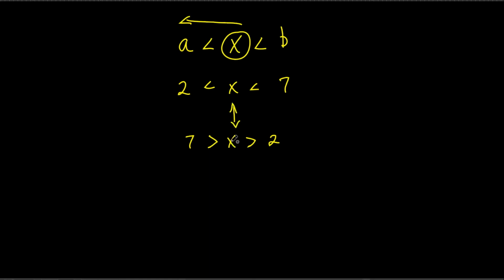Would you agree? Because this means x is a number that's less than 7, and it's a number that's greater than 2. Isn't that what's that saying right there? Yeah, it is. But we don't write it like this normally. You could. It's not wrong, but you don't write it like this normally. This is how you would write something like this.